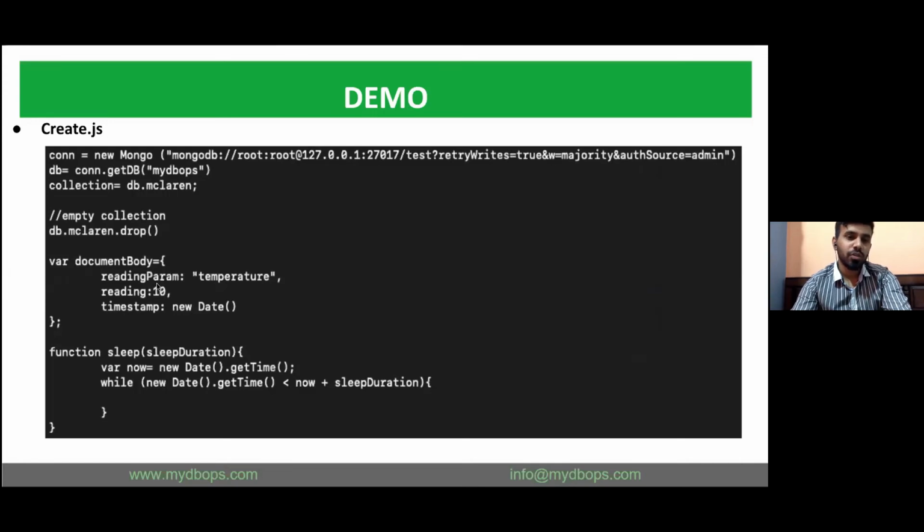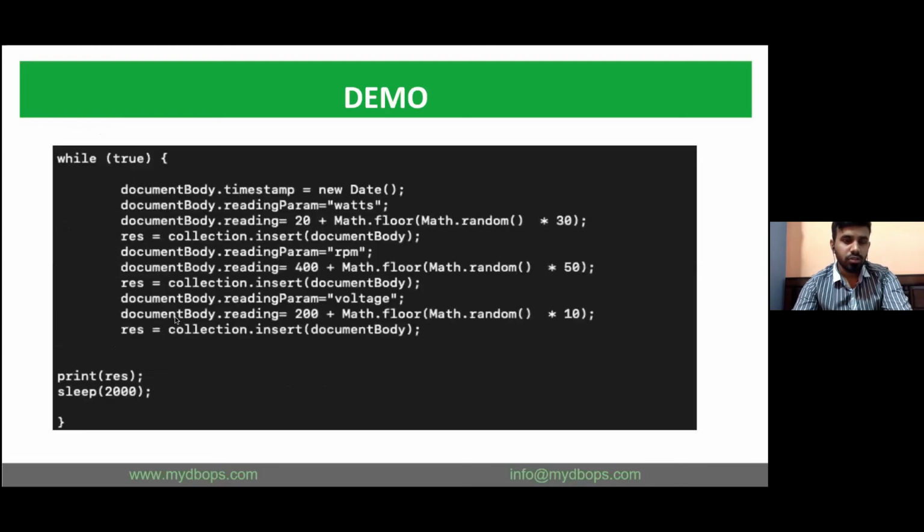And this is my document. Just three fields, that is reading param, reading, and timestamp. And here I'm using a while loop and generating random values for all those reading parameters. And every 2 seconds it will insert.